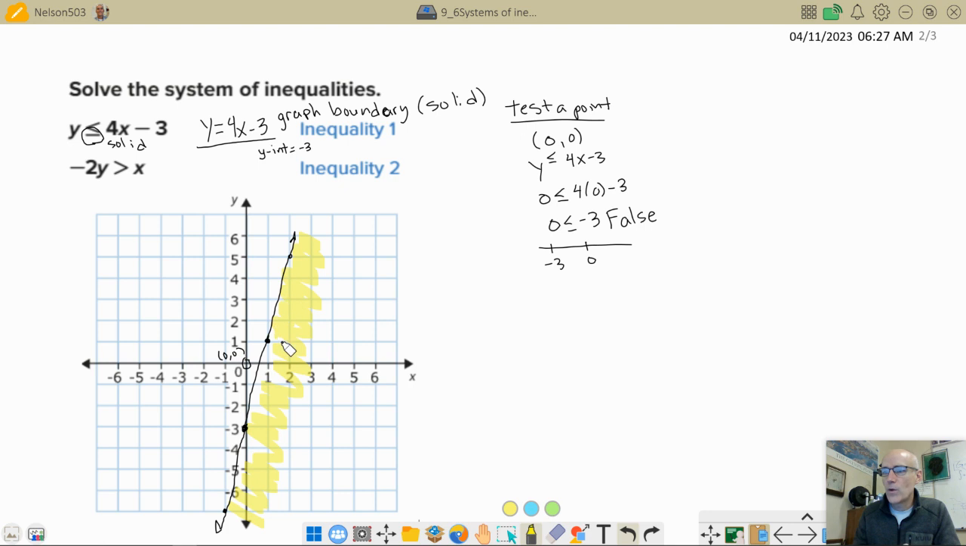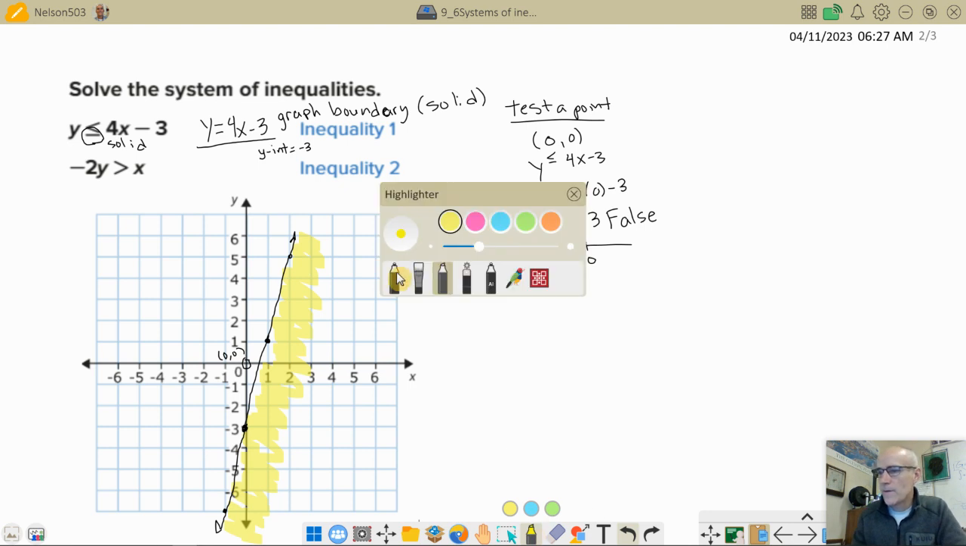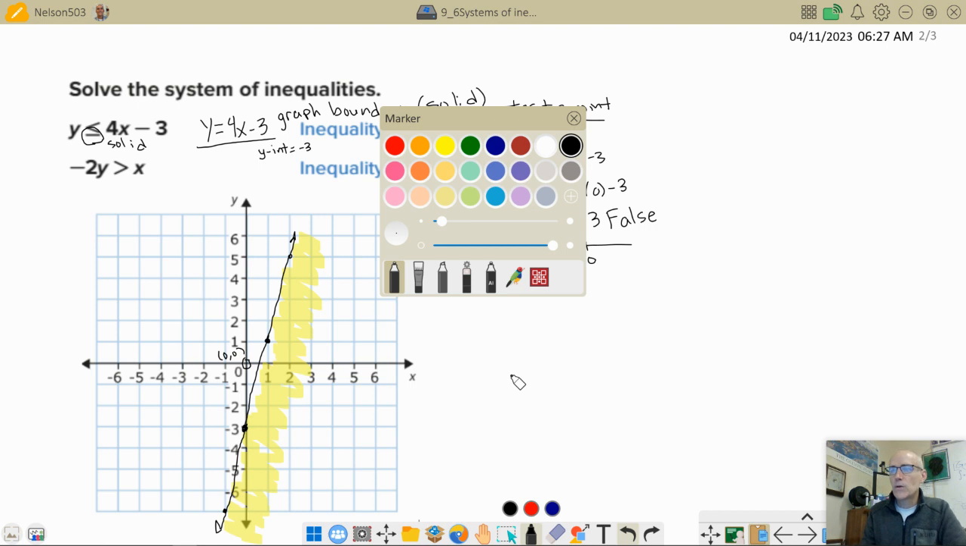Now, I need to have more than one line, technically, to have a system of equations and to have truly probably a feasible region. So let's do the other line right now. Switch back to my pen tool here. And here we go.